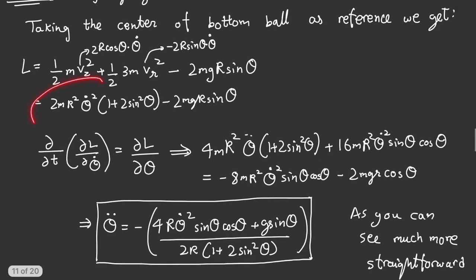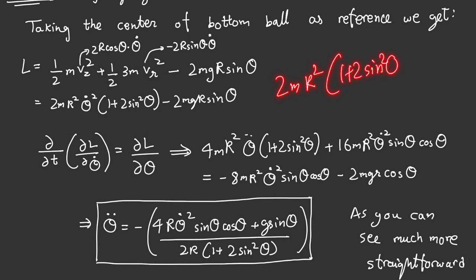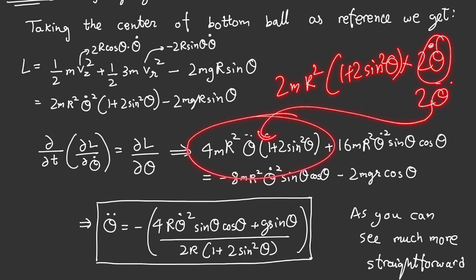Now taking theta as a variable, partially differentiate this with respect to theta dot, you just get 2r square into 1 plus 2 sin square theta into 2 theta dot, and differentiating this again, you get 2 theta double dot, which gives you this.